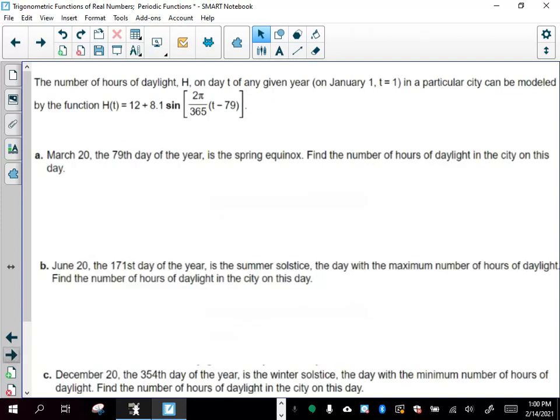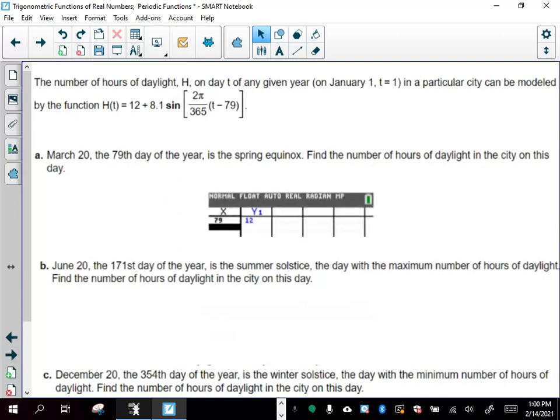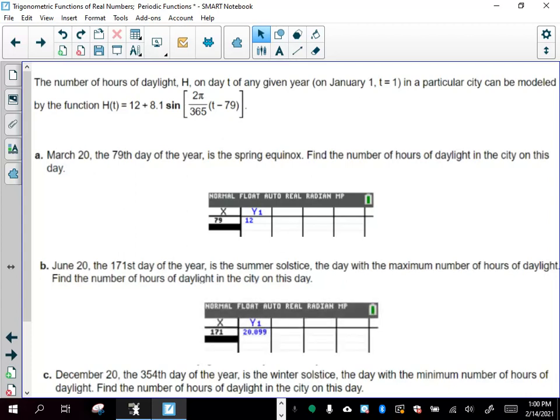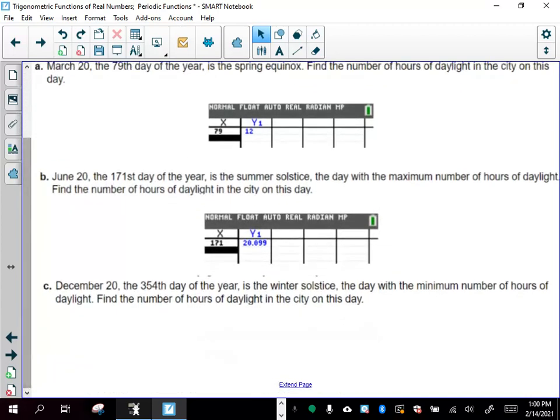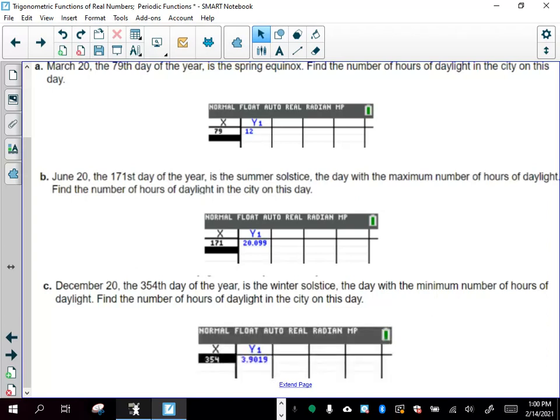So now we go back to this here. If I'm looking at 79, I come over here and type in 79 and I get 12. So we'll have 12 hours of daylight on the 79th day. On the 171st day, I type that one in and I get roughly 20.1 hours. And then on the 354th day of the year, I get roughly 3.9 hours. So literally, this is just taking the problem and plugging in numbers to get your answer. Okay.